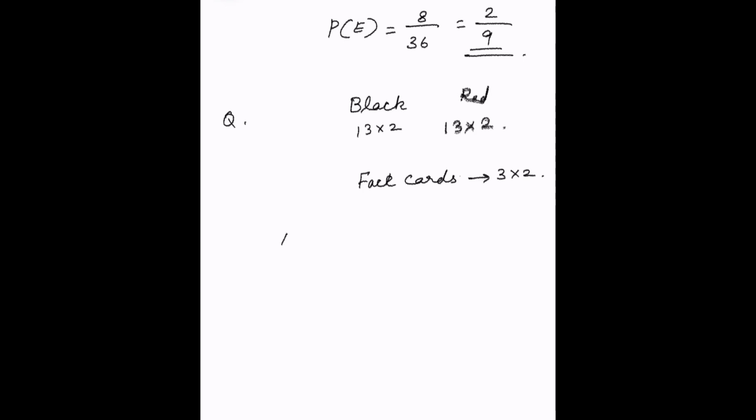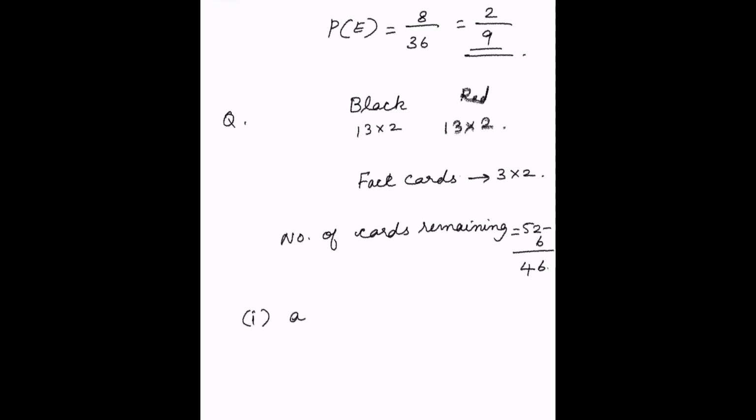Number of cards remaining. How many cards are remaining? That's going to be 52 minus 6. What is 52 minus 6? 46. Only 46 cards are remaining. Now your sample space has 46 elements. Now think of each of the cases.